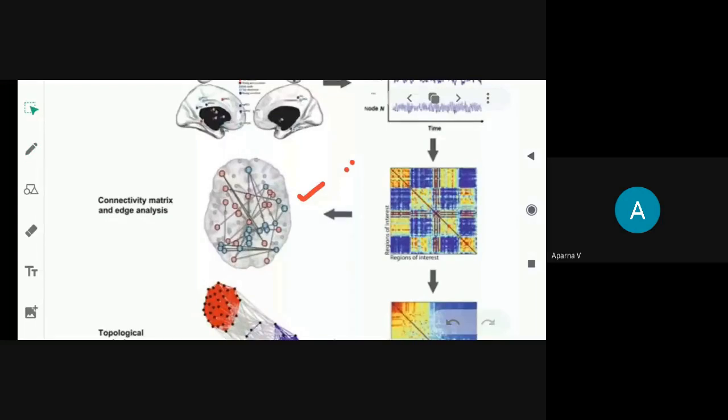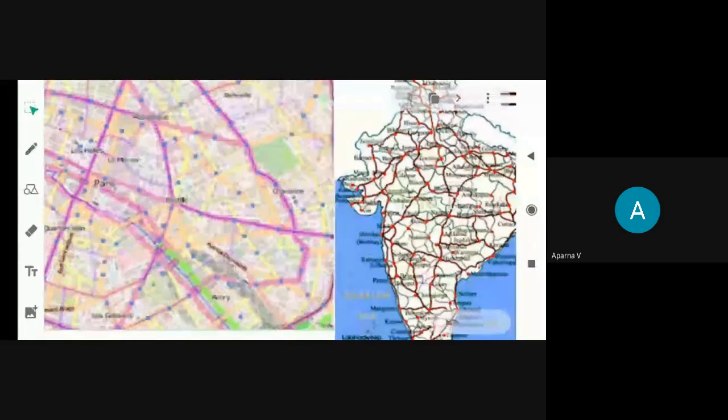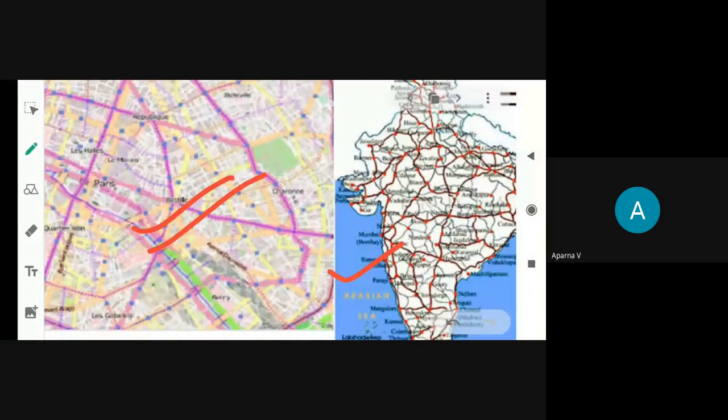This is the road network. On the right side, you can see the roads in India, the road map of India. If you enlarge it, we'll be getting something like that. Google Map you are familiar with. Here we'll be dealing with graphs, graph theoretical concepts.